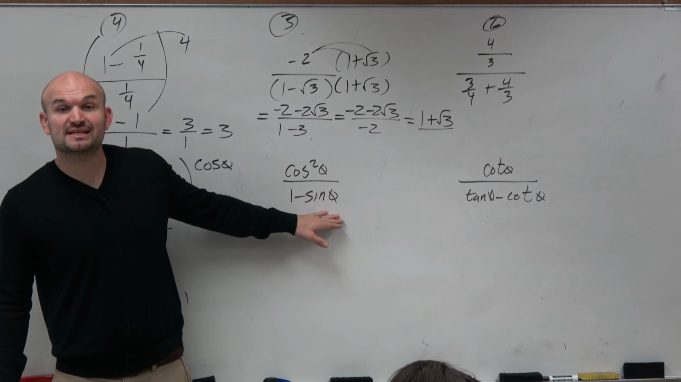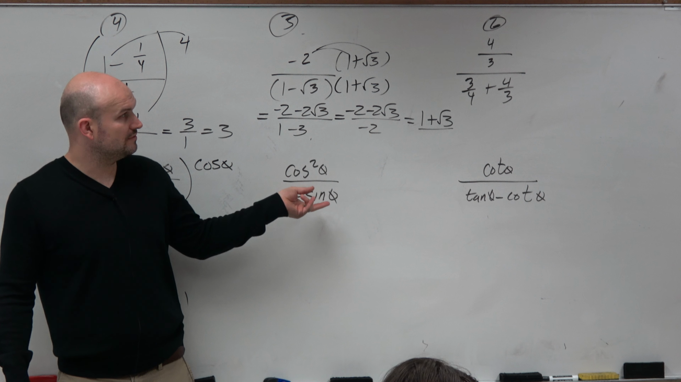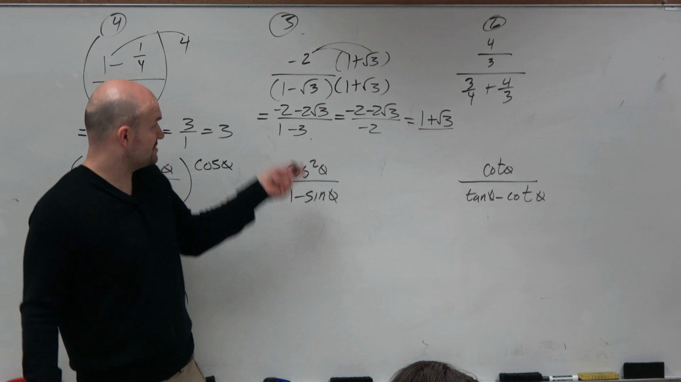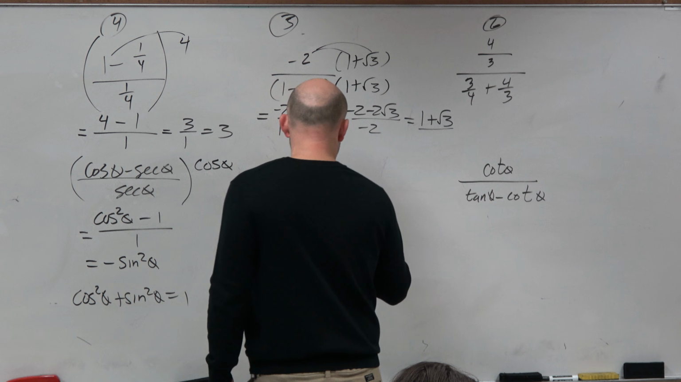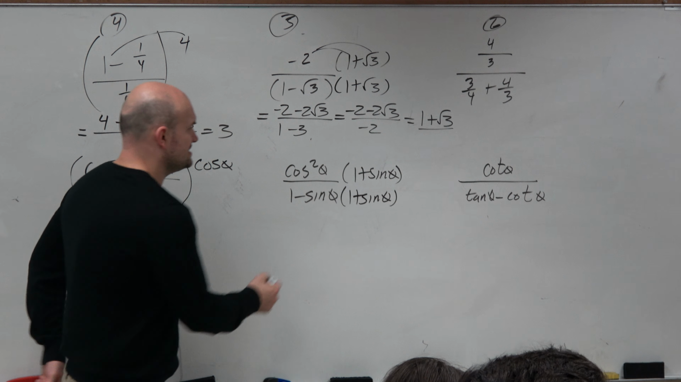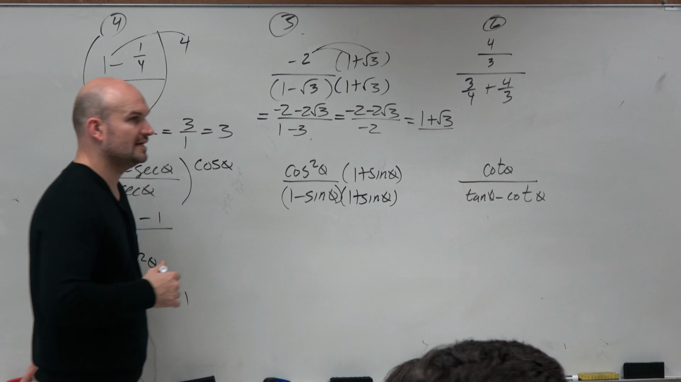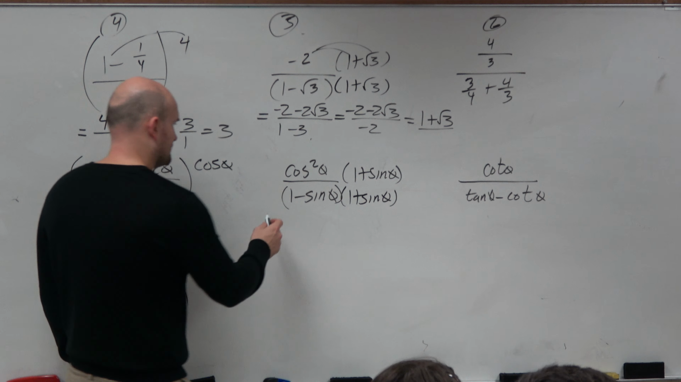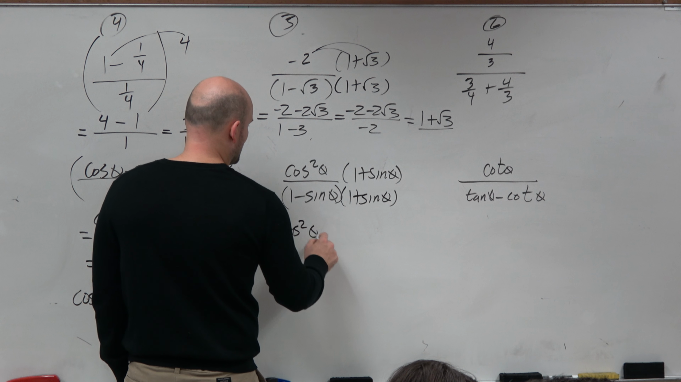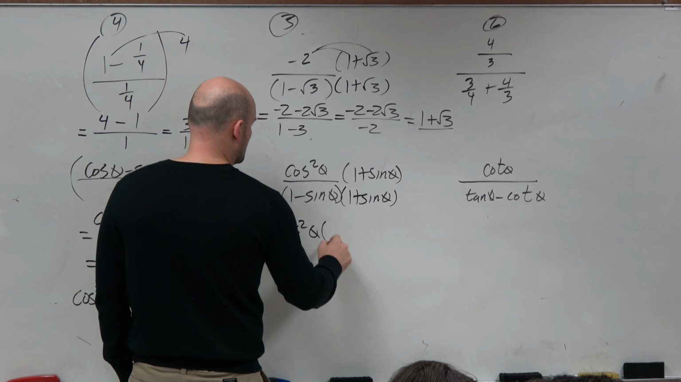So here, maybe I want to multiply by the conjugate. What's the conjugate of 1 minus sine? 1 plus sine, just like over here. So what happens here? I don't know. Let's try it. Remember when I said to just try things? Maybe you get it wrong, maybe it doesn't work. Try something else. The nice thing about multiplying by its conjugate is we get the difference of 2 squares. So up top, we're left with cosine squared of theta times 1 plus sine of theta.